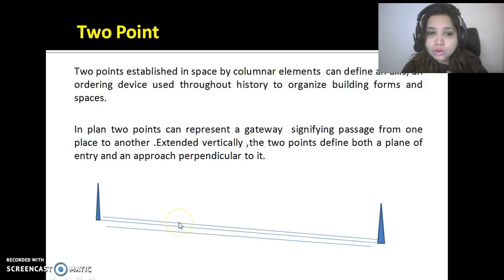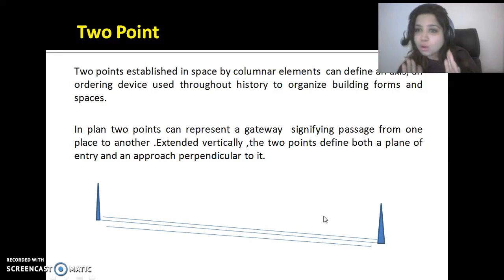If you look the other way, these 2 points together can also be a point of entry. This can also be treated as a gateway through which people can pass. So it depends on the position of the point in the visual field. Extended vertically, these 2 points define both the plane of the entry and an approach perpendicular to it.